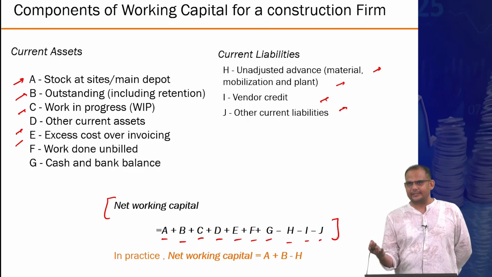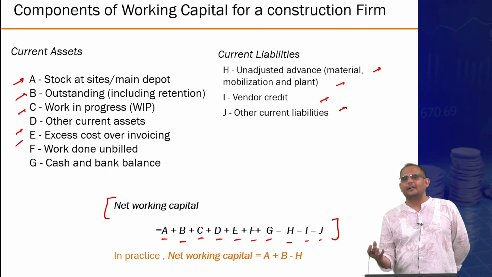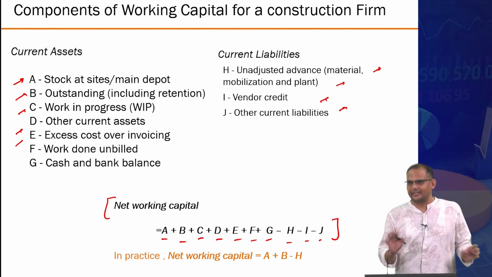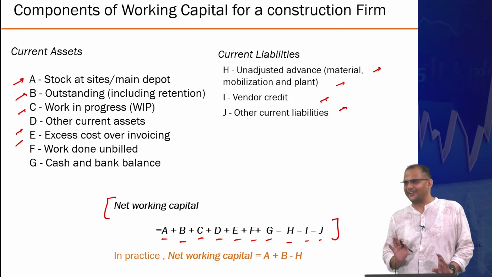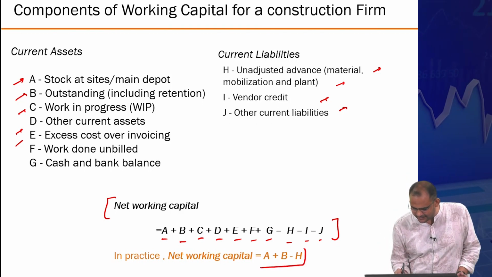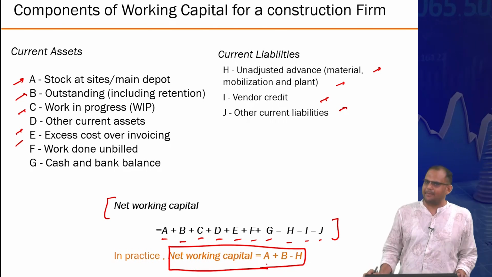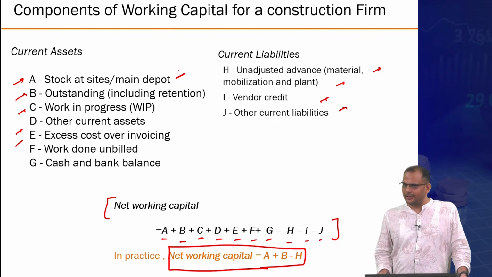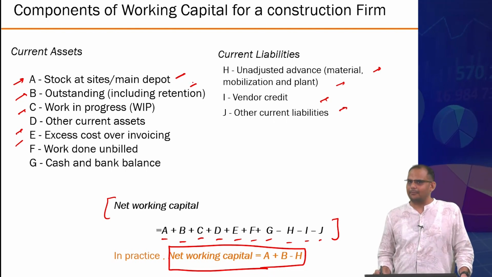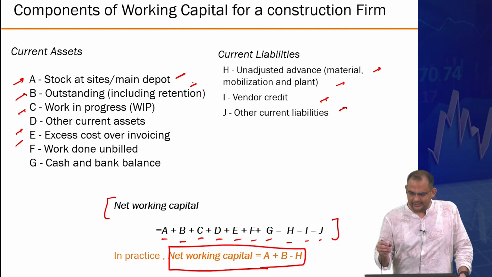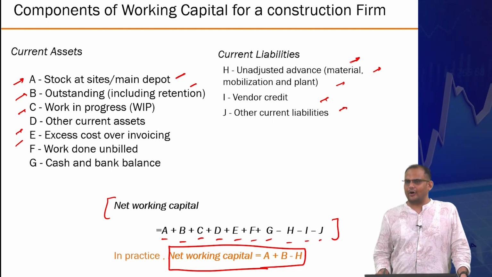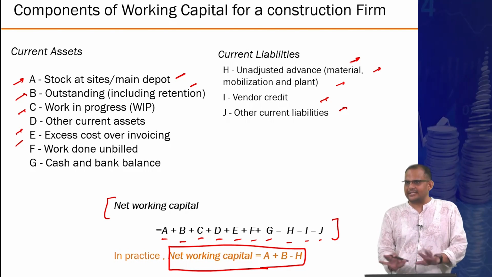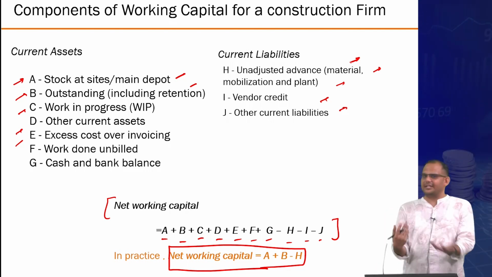But in practice, civil engineers love simpler formulas. We don't like complicated equations. So essentially, we have a simpler calculation, which is just A plus B minus H. What is A? The stock. What is B? The money that you have not received from the client. And H is the money that you have already received from the client. Simple. This is the most critical in most construction projects.